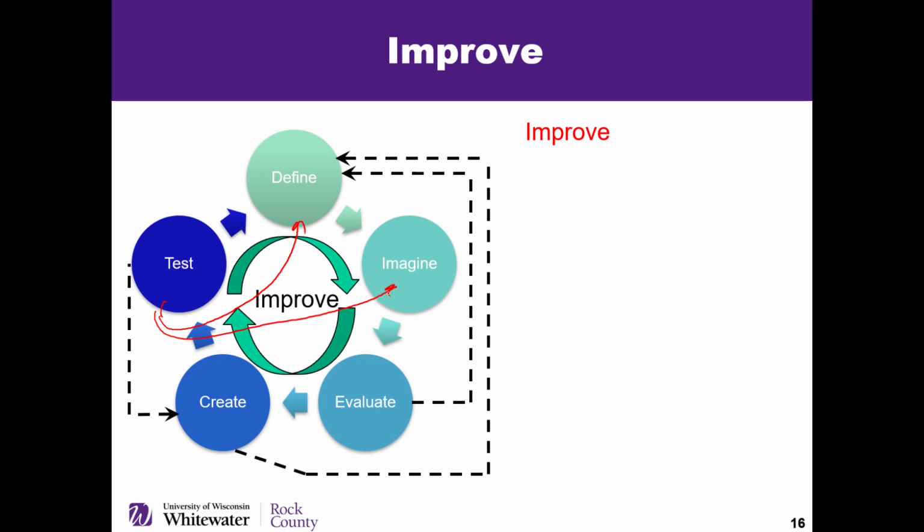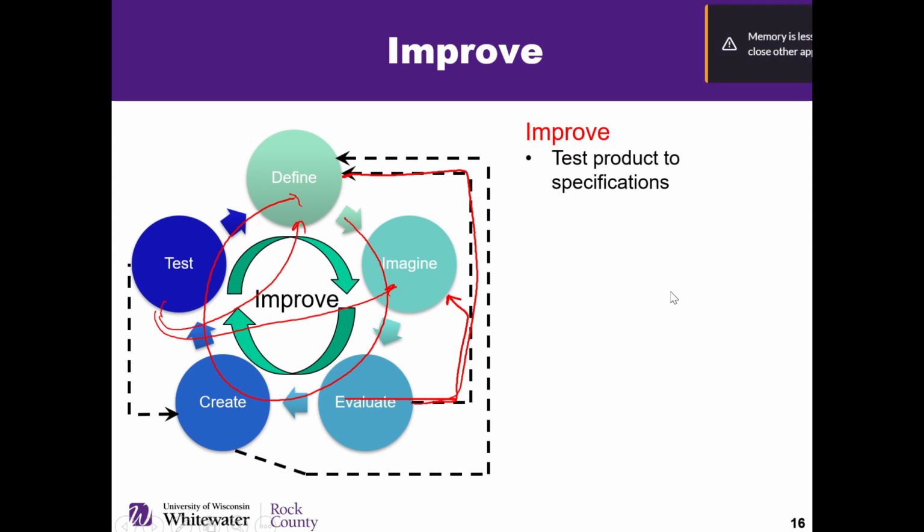So while it shows it as a linear kind of thing going in this direction, I do have these other ones you see going back, right? I could evaluate and say, oh, this is bad. Maybe I need to go back and get new concepts. Or maybe I need to go all the way back and come up with a new definition of the problem, right? So it is not a linear process. It's a constant process that's kind of going around and around.